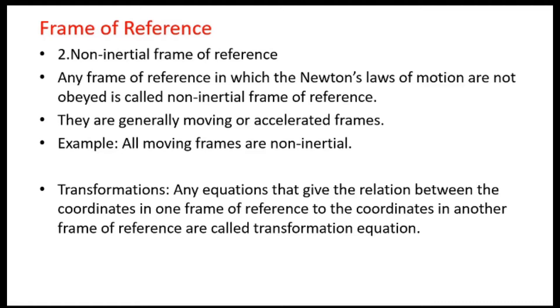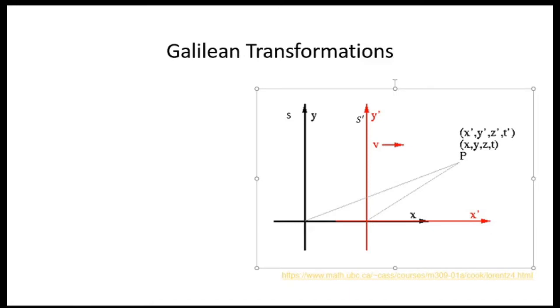So there are certain equations, certain relations which are helpful in relating the coordinates in one frame of reference to the other frame of reference. Any equation that gives the relation between the coordinates in one frame of reference and the coordinates in another frame of reference is called a transformation equation. And the first transformation equation which we are going to see is the Galilean transformations.